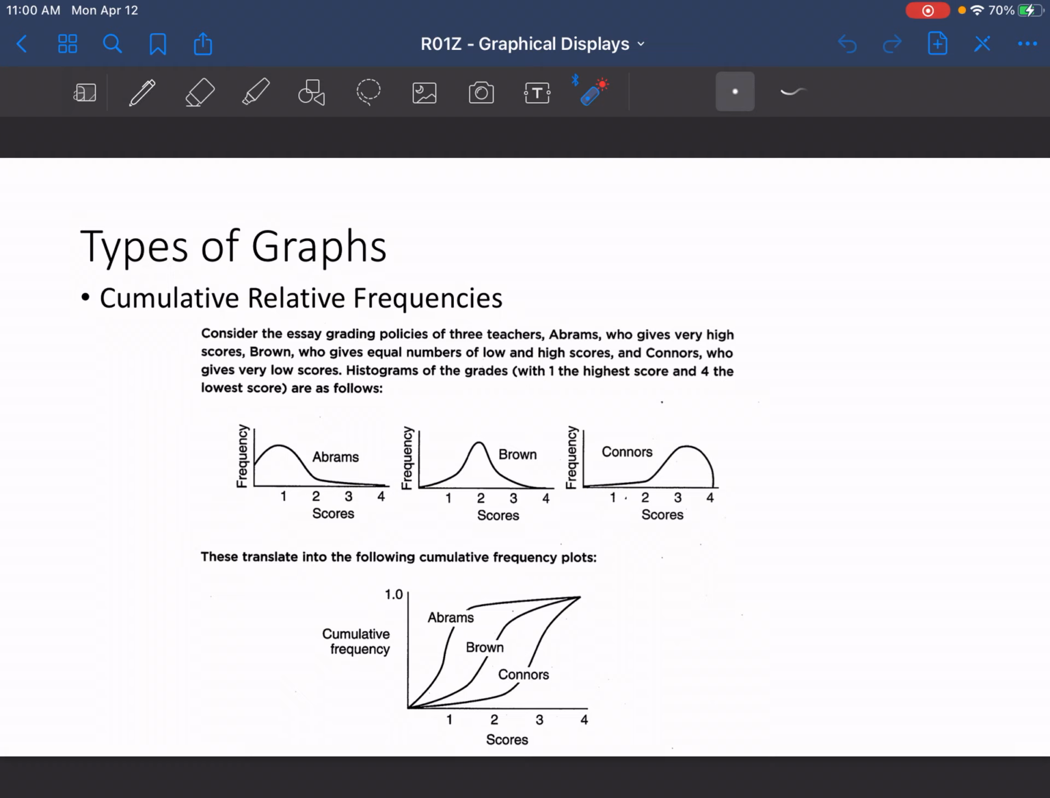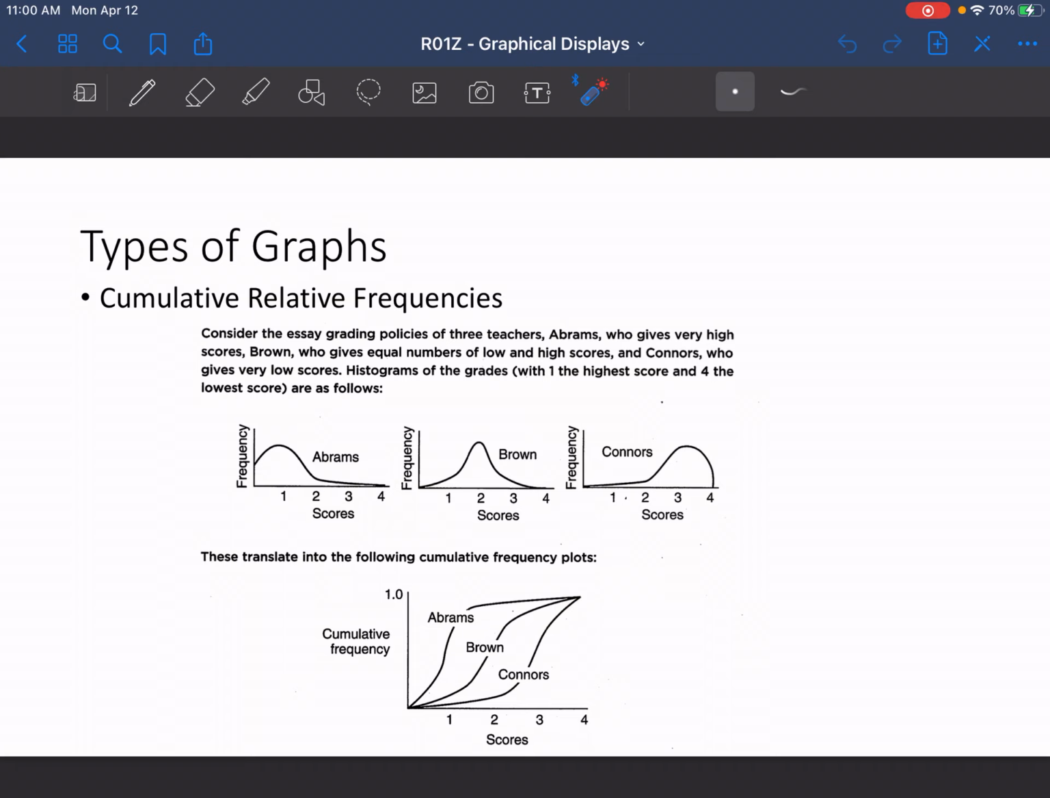When you're looking at Brown, it says Brown gives equal numbers of low and high scores, so Brown's going to have more of a normal distribution centered right around 2. With Brown, the graph is going to go up evenly, but once you hit 2, it's going to shoot up on the cumulative relative frequency graph, and then it's going to taper off for 3 and 4.